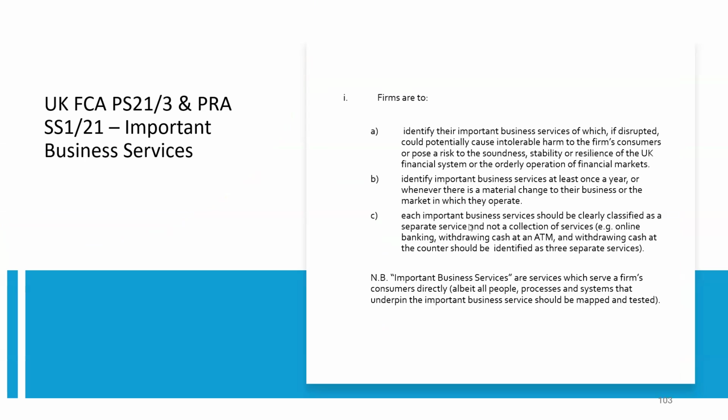Again, I've just spoken to all of these. Firms are required to identify the important business services which, if disrupted, could potentially cause intolerable harm to the firm's consumers or pose a risk to the soundness, stability, or resilience of the UK financial system or the orderly operation of financial markets. At least once a year, or whenever there's a material change to their business or the market in which they operate. Each important business service, as I've said, should be clearly classified as a separate service and not a collection of services. So online banking, withdrawing cash at an ATM, and withdrawing cash at the counter should be identified as 3 separate services.